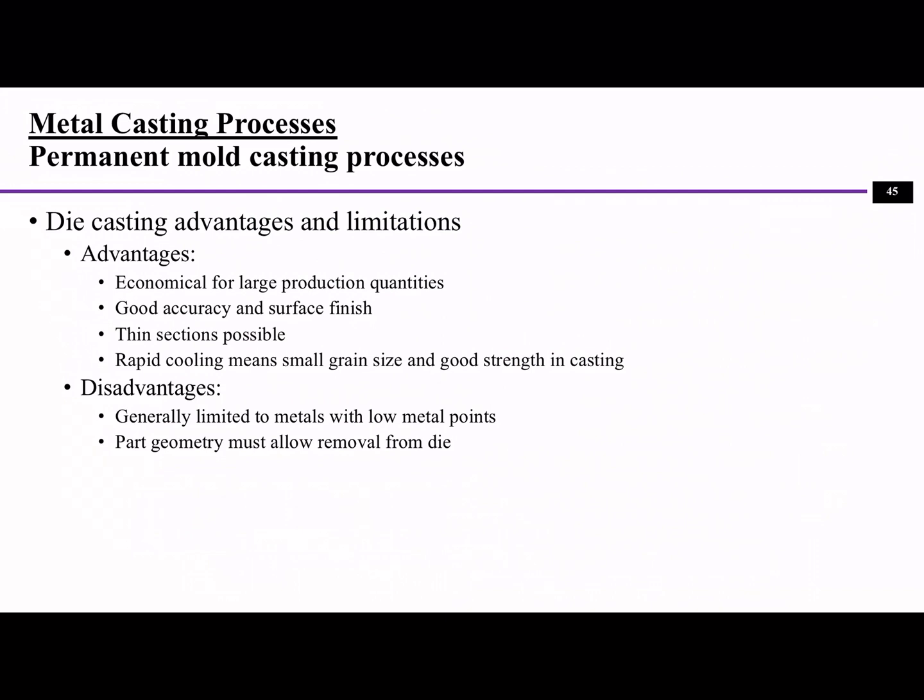The advantages of die casting include that it's very economical for large production quantities because of automation, and we also have really good accuracy and surface finish, same as most permanent mold casting processes. A disadvantage is that it is generally limited to metals with low melting points, just because the mold also needs to be made of metal materials. Of course, if you want to make high strength, high melting temperature parts, for example ceramics, that's another story. It's much higher cost. It might not be economic in some of the processes.